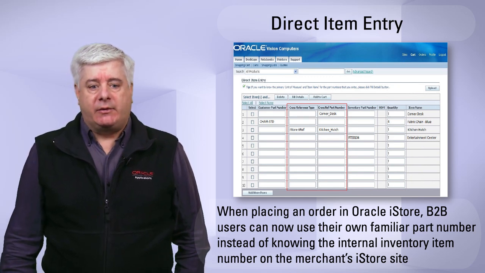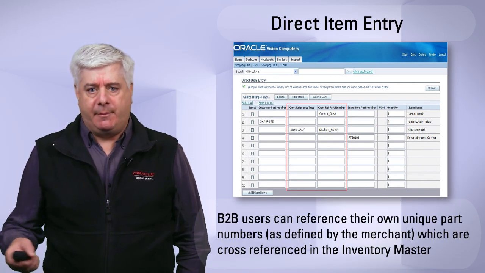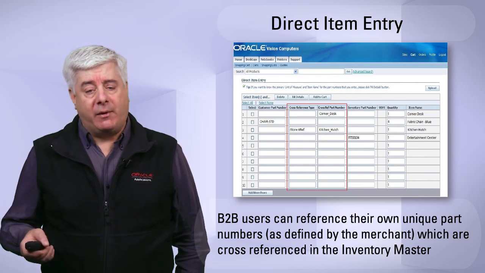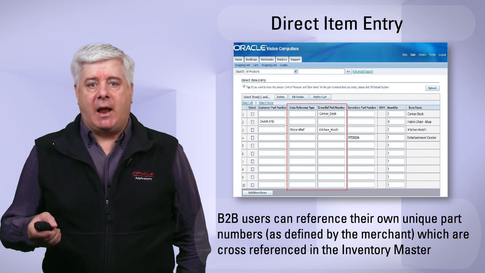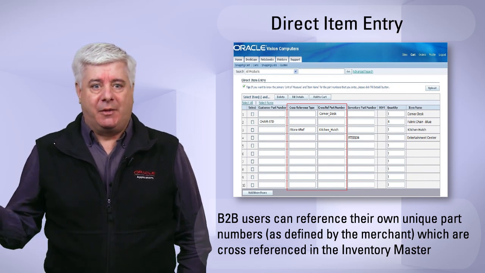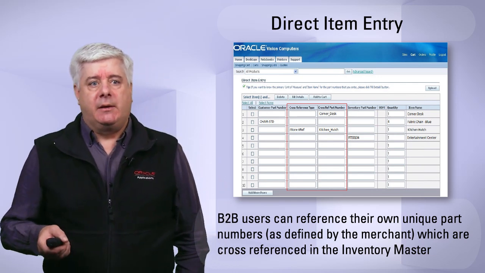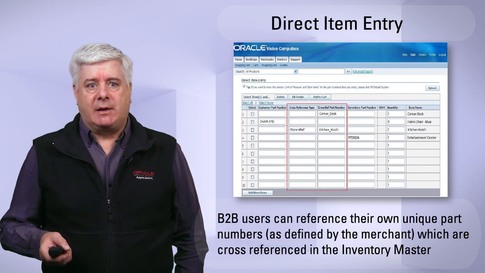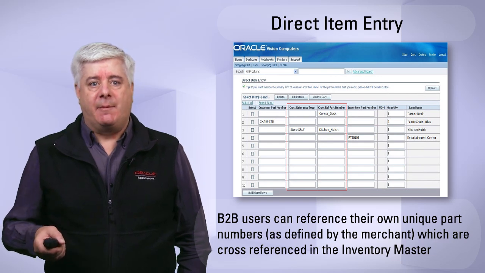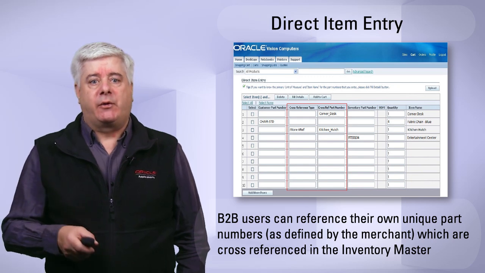And we supported customer numbers a while back, but we had requests from a number of customers to say, it's very difficult sometimes to have to remember what the merchant sets up in their inventory item master and have to remember those cryptic types of numbers or part numbers. It would be easier if I could go in and put in my own familiar part number and have it automatically translate into the merchant's internal part number. So we added that particular feature in direct item entry such that customers who have their own familiar part number can add it at any point in time. So not only do we support the merchant part number, but the customer's number and also a cross-reference number.